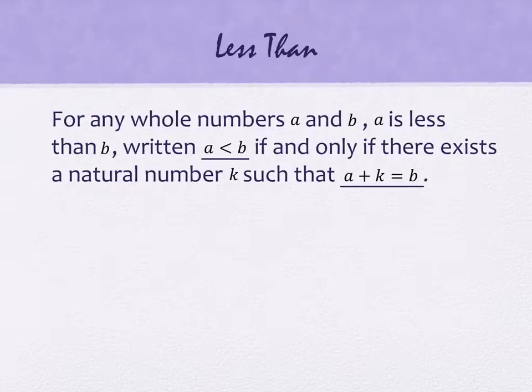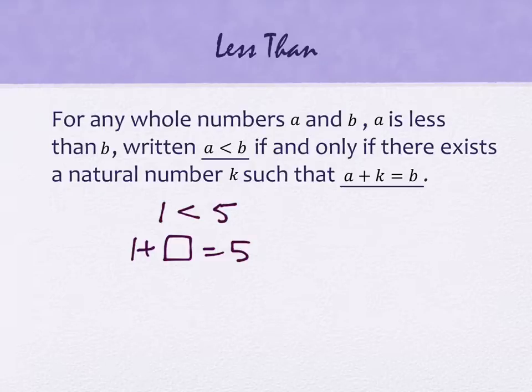You may not have thought about it like that, but that's the reality of what it means to be less than. The reason that 1 is less than 5 is because there is some number I can put here and add to the number 1 that will give me 5. That's why it's less than. And of course that number is 4. But there's a missing number here that I can put in. That's what makes a value less than another one.